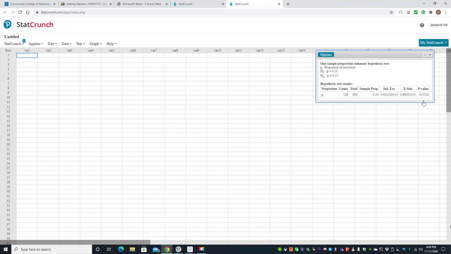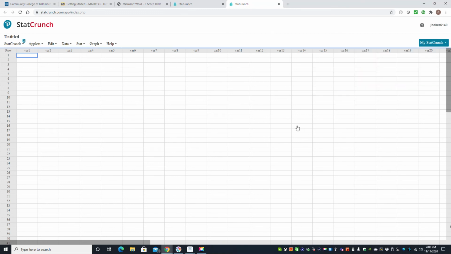I got 0.3734. This is 0.3724. It's slightly more precise because they take it out to a larger decimal. And that proves that it's definitely not going to get rejected at 0.08. In fact, you'd have to put that alpha level up pretty high if you'd like to reject it. Okay, and that's it.